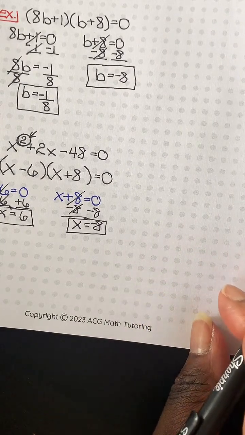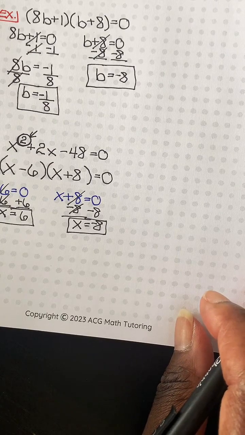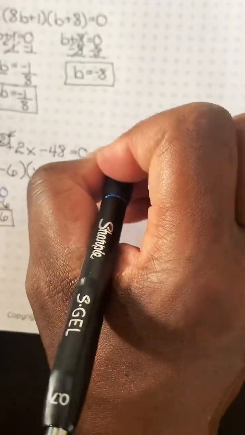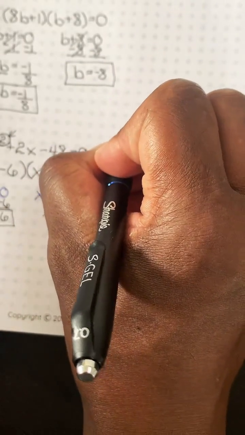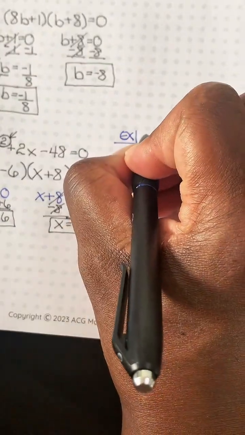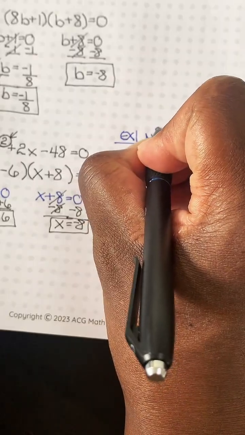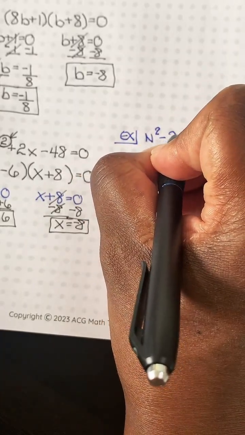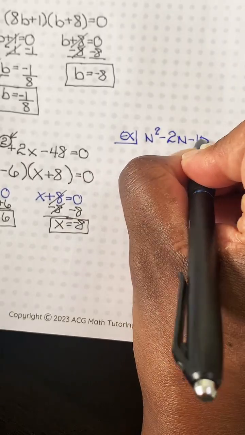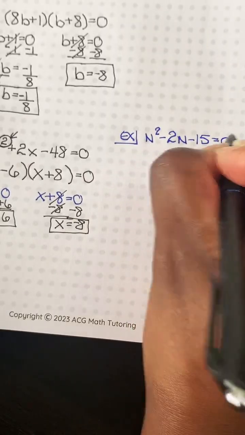All right. Okay, so here we go. All right. So we have n squared minus 2n minus 15 equals 0.